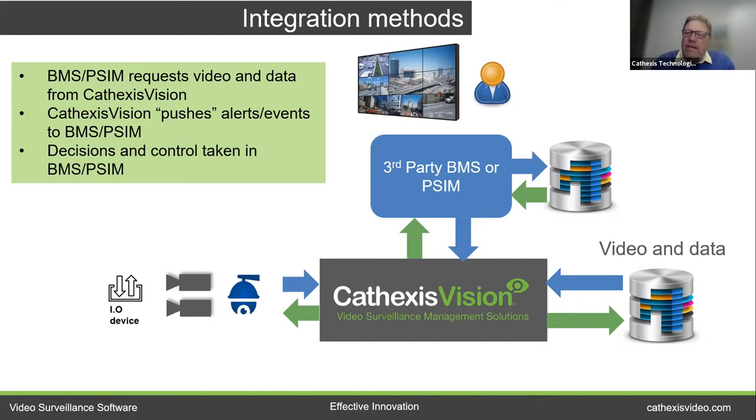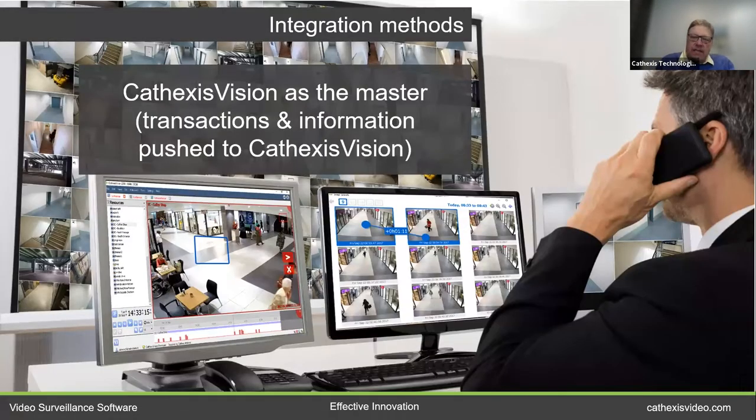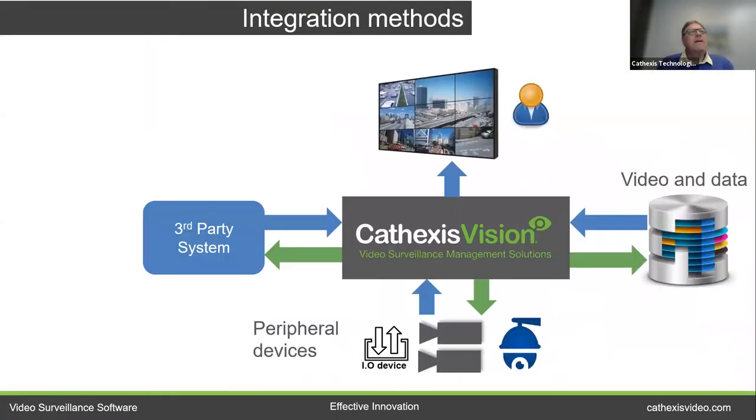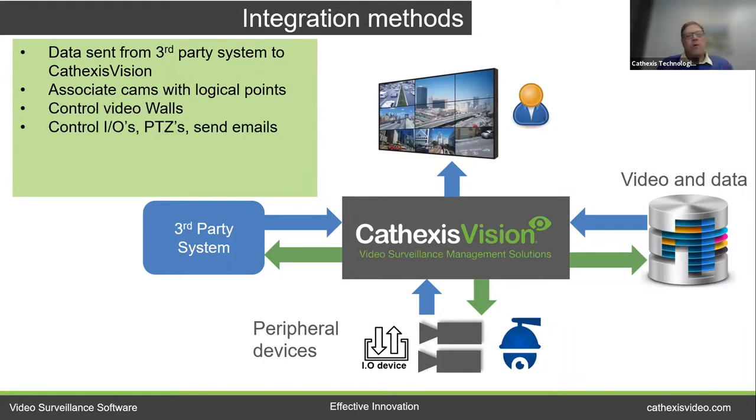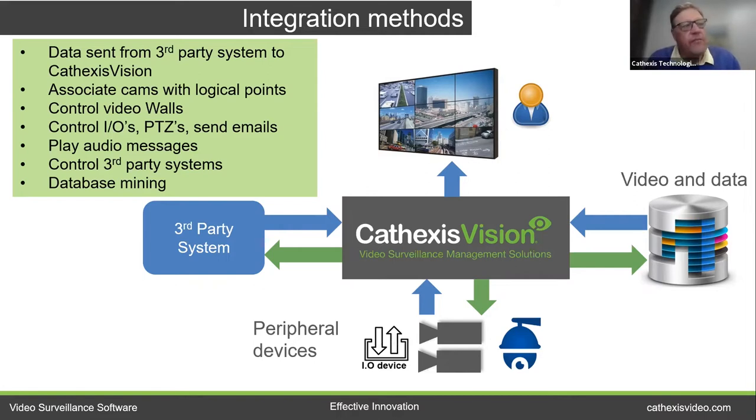We don't have a lot of control over the depth of integration that's done there or the service that is offered to the client. The other integration method, which allows us a lot more control, is where Cathexis is acting as the master. There you can see our product is talking to all the peripheral devices, writing that into the database and retrieving from the database, and also receiving transactions from the third-party system into Cathexis Vision. We then associate cameras with logical points and logical areas that are allocated in the third-party system. We can then control your video walls, IOs, PTZ cameras, send emails, play audio messages, et cetera, and even control third-party systems from our product and also enable database mining. So that is the method of integration where we can add the most value.